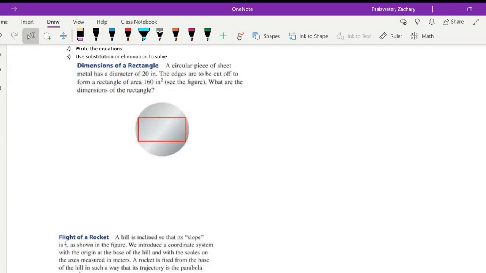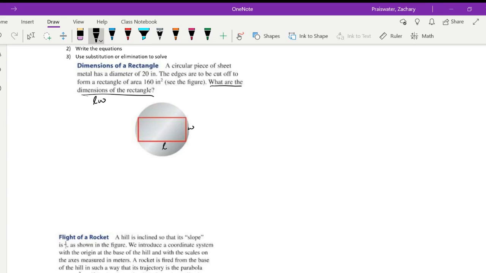Okay, and let's look at these two word problems. This is a circular sheet of metal that has a diameter of 20 inches, and the edges are to be cut off to form a rectangle with area of 60 inches squared. And then what are the dimensions of the rectangle? So if you're looking for variables, think about what you're looking for. So we need a length and a width. So that's probably our variable. Let's call this length and this width.